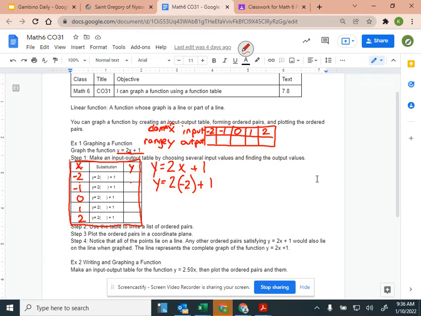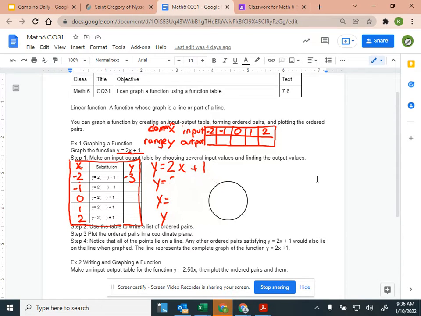Gregory? 2 times 2? Yeah, it would be -4 plus 1. What is negative 4 plus 1, Gregory? Negative 3. So we put that in here for our y. So if x is negative 2, y is negative 3.